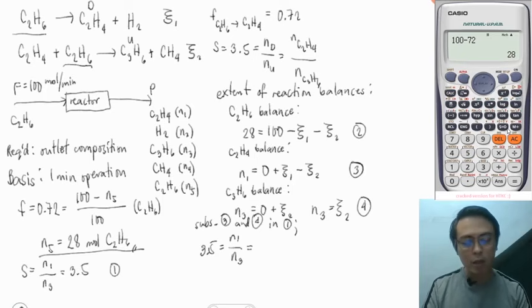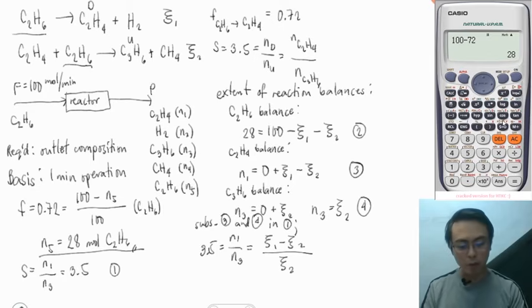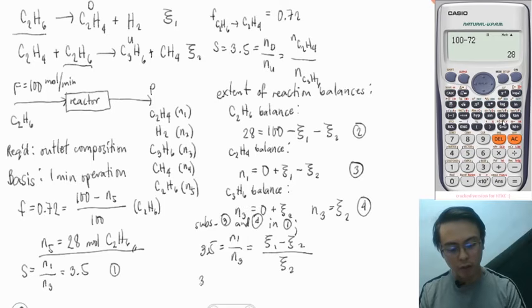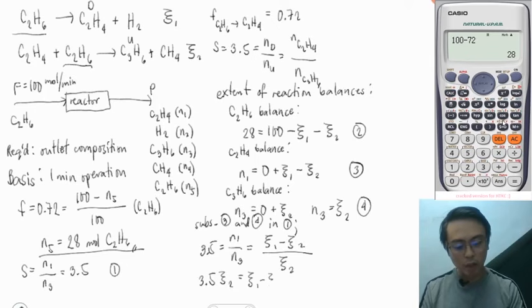We have 3.5 is equal to extent 1 minus extent 2 over extent 2. This equation simplifies to 3.5 extent 2 is equal to extent 1 minus extent 2. The extent 2 can be transposed to the other side of the equation. So let's transpose this one to the other side. This will now become 4.5 extent 2. I'll call this equation 5.